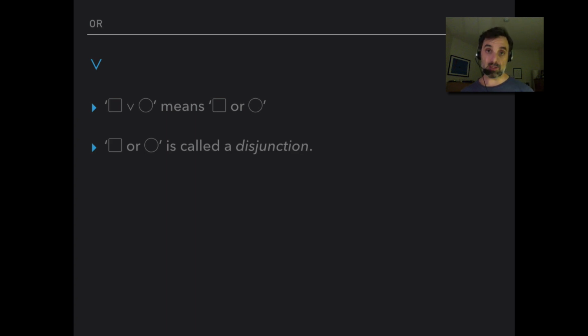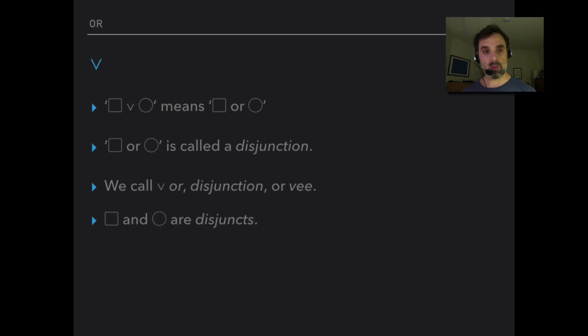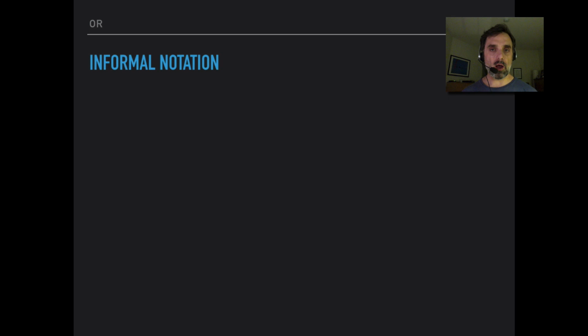We call this a disjunction, so we have conjunctions, those are ANDs, and disjunctions, ORs. And we call this symbol the OR, disjunction, or V. And then the pieces, the box and the circle, when they're inside of the disjunction symbol, are called disjuncts. So just like conjunction, except with the prefix dis instead of con. So there it is. There's some more informal notation, parentheses dropping issues that arise with OR.